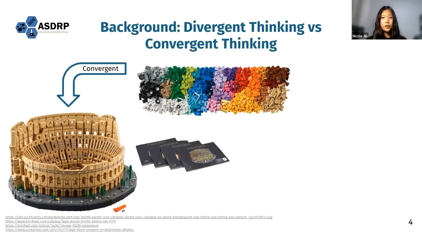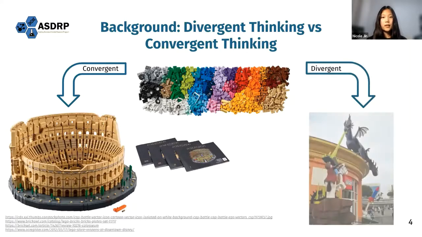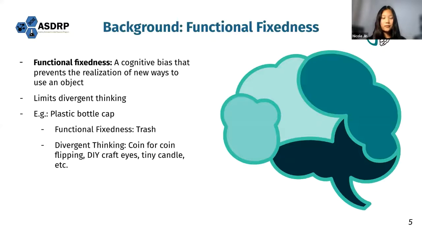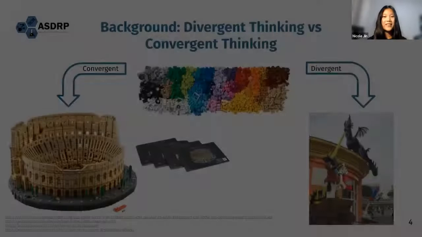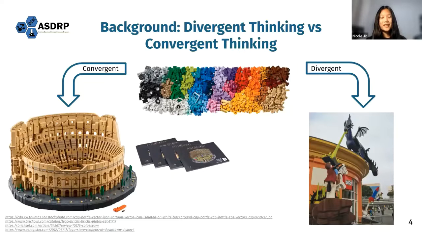So a convergent thinker would use a manual as a reference to create a structure. For example, this Roman Colosseum. And divergent thinkers, on the other hand, just use their imagination to create anything. For example, they can create this dragon or this horseman or both if you have the ability to. And as you can see, neither is better than the other. Both divergent thinking and convergent thinking create beautiful structures.